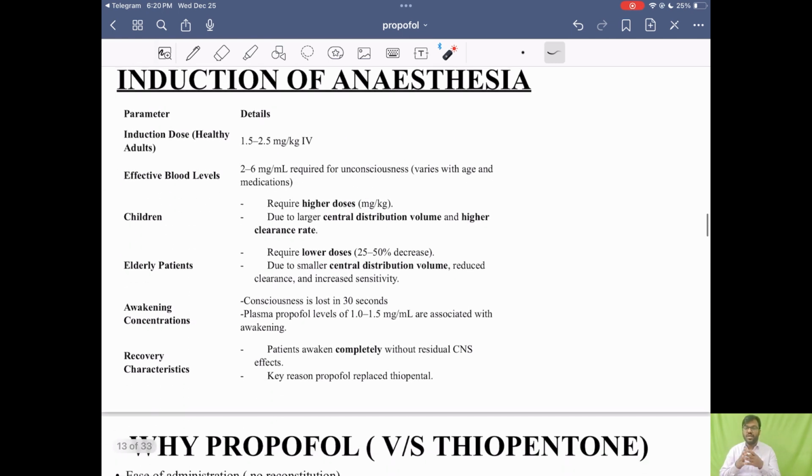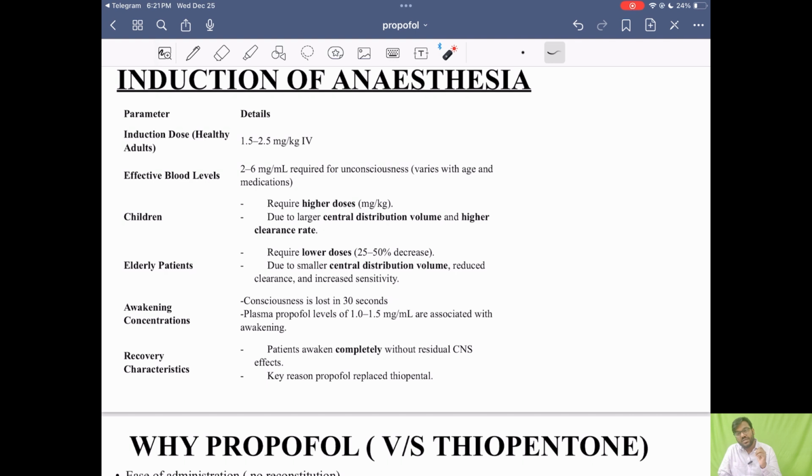You bring the patient to the OT. You premedicate the patient with glycopyrrolate, midazolam, any opioid, and then you start the induction with propofol. So how do you calculate the dose of propofol?